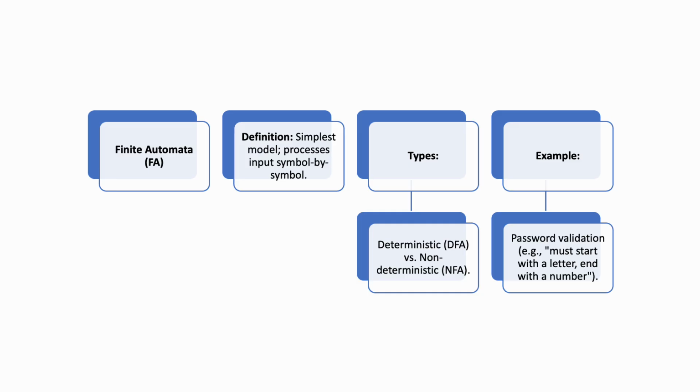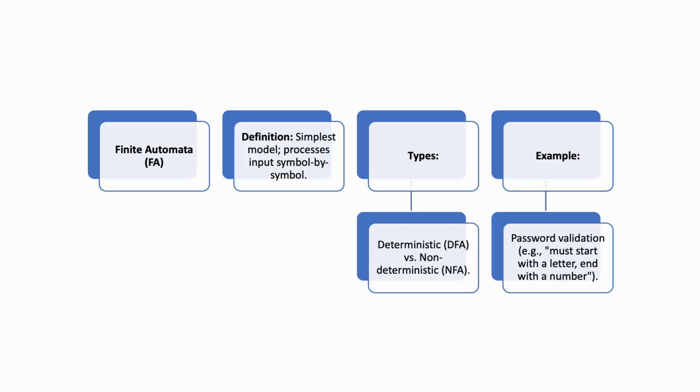Imagine you are designing a simple password system for a new application or an app, and you want to make sure every password follows a basic rule. It must start with a letter and end with a number. To build this, you need a way to check each character of the password one by one and decide whether it meets the criteria. This is where deterministic finite state automaton, or DFA, comes in.